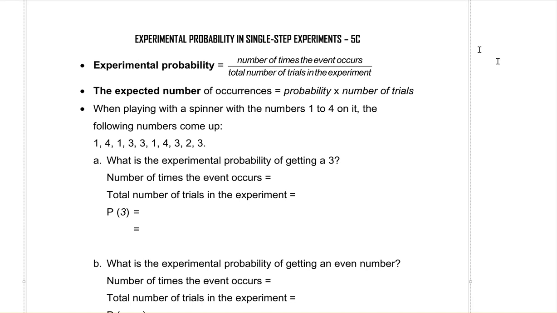Okay, so experimental probability, to calculate it, we have pretty much the same formula here. It is the number of times that the event occurs over the total number of trials in the experiment. But to calculate that, I'm going to have to give you stuff like this, where I tell you the numbers that roll. If I roll the dice 10 times, they're the numbers that I actually get. Okay? The other thing that you're going to have to be able to find is the expected number of occurrences.